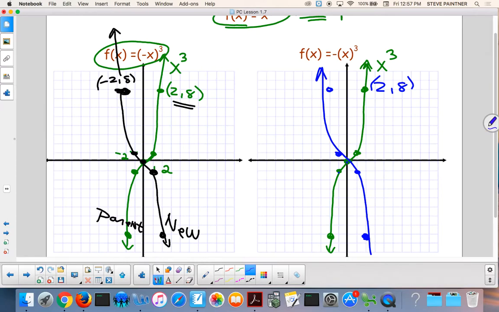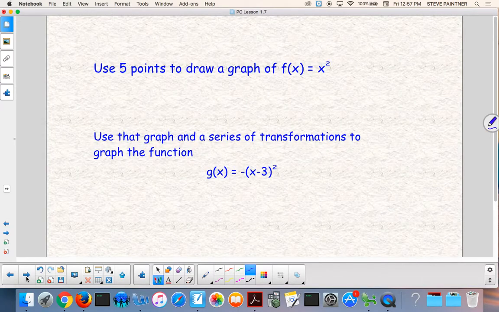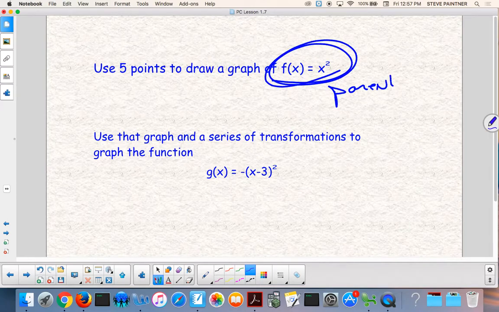All right. Are you okay? Yeah. Okay, let's go. Use 5 points to draw a graph of this. And by the way, this is the parent. Okay. Then after you do it, use that graph you just drew and a series of transformations to graph the next one. So that means multiple things are happening. Look at this one. Multiple things are happening.